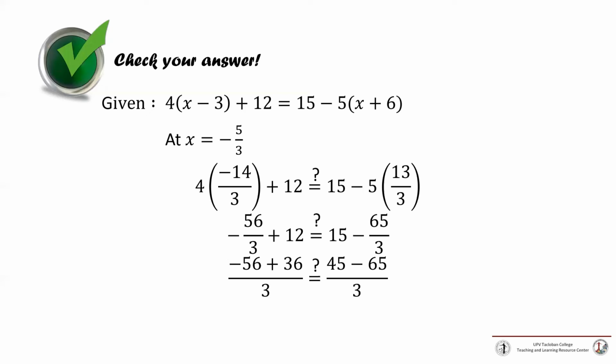Now, how can we get 45? We just simply multiply 15 times 3 because the LCD is just 3. So we use the shortcut method. 15 times 3 is 45 minus 65 over 3. And then we continue to simplify it. So negative 56 plus 36 in the left side over 3. And on the right side, we have 45 minus 65 over 3, which is equal to negative 20 over 3. So we clearly see that the left-hand side, which is negative 20 over 3, is equal to the right-hand side, which is still negative 20 over 3.